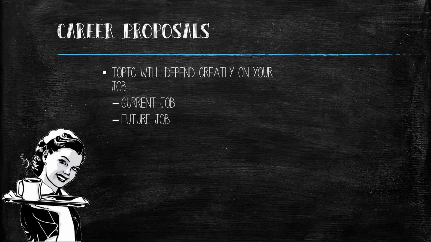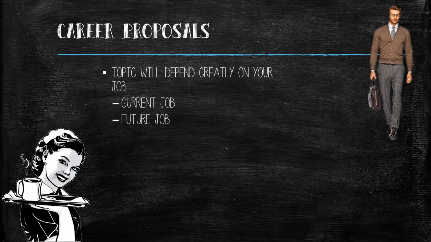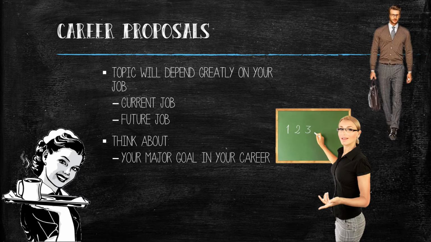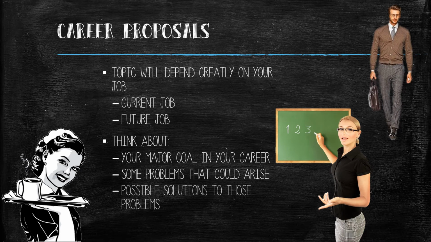A restaurant server might propose a way to more fairly distribute tables to waitstaff to his or her general manager. A software salesman may seek to convince a business owner to upgrade all of the computers in an office. A teacher might try to persuade his or her chair to award them with a research grant to travel somewhere to study a certain topic. As a way of brainstorming for topics in this area, think about what your major goal would be in your career, some problems that might arise, and possible solutions to those problems.